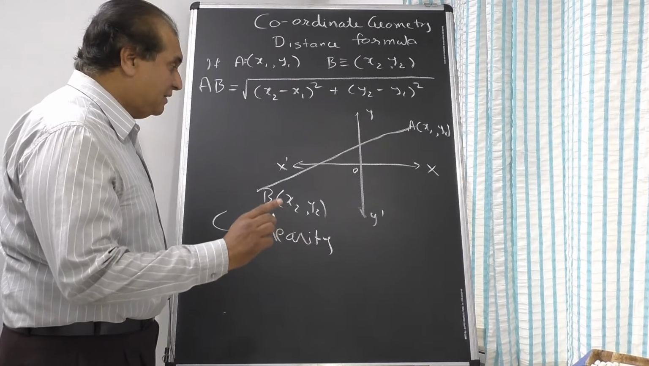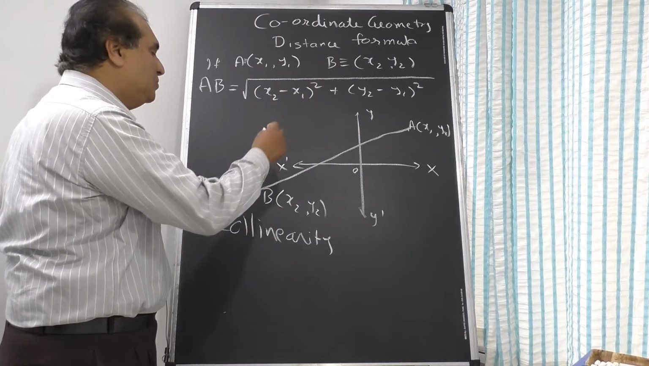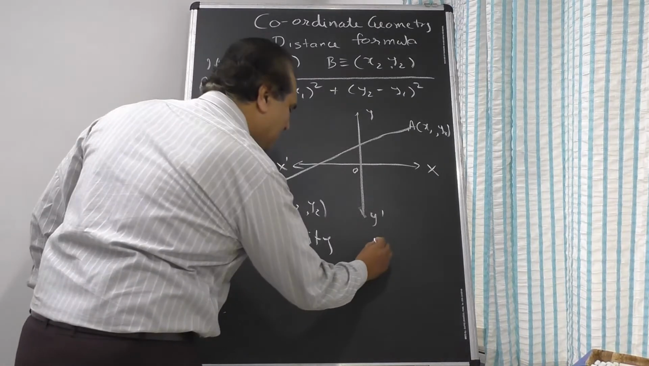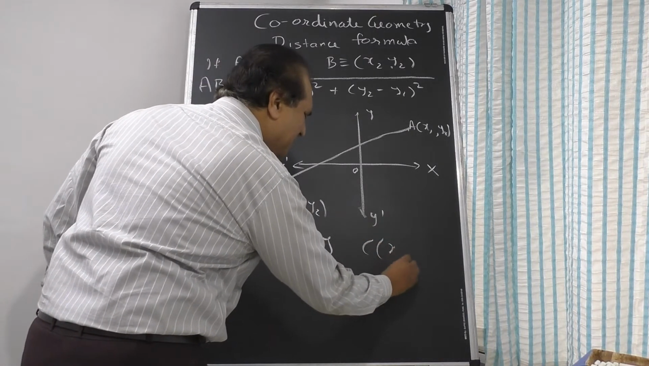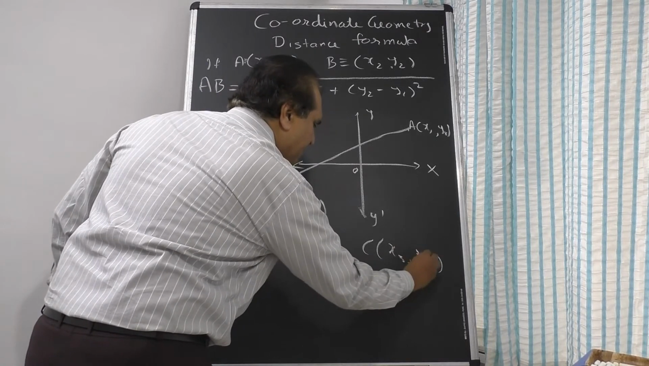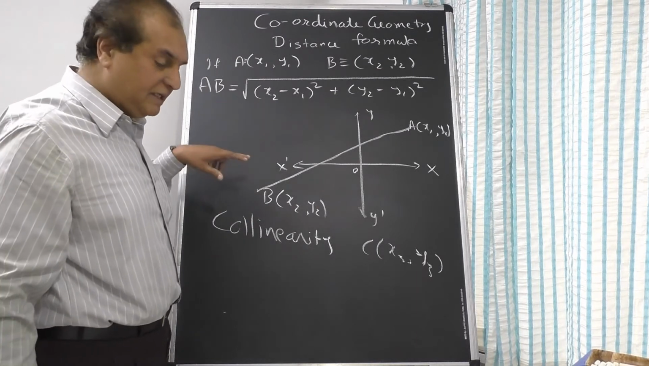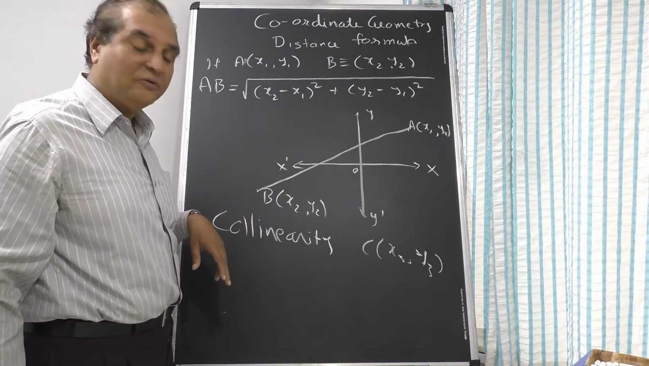Collinearity. Three points are given, A, B, C. A is (x1, y1), B is (x2, y2), and suppose C is (x3, y3), whatever C point is given. Find out AB, BC, AC, all three distances you have to find out.